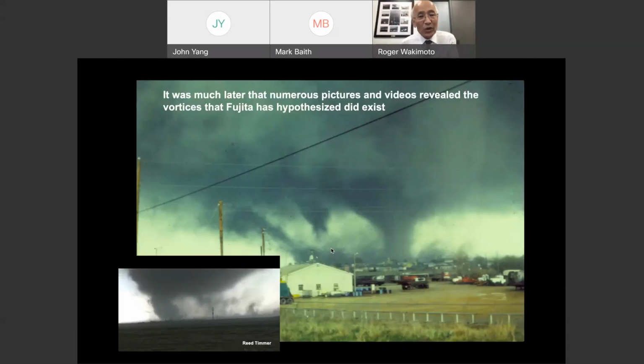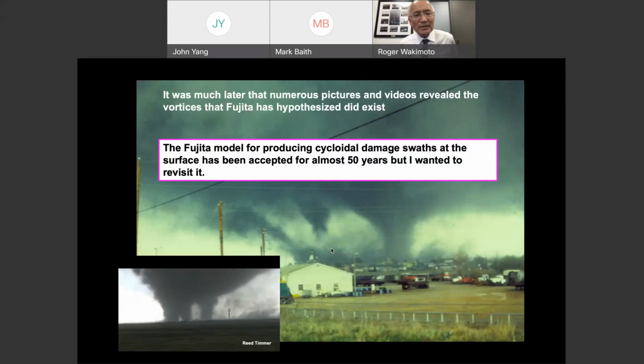However, I think you know the end of the story, that about the mid-70s to much later, suddenly there was a slew of documentation that showed that this multiple vortex phenomenon does in fact occur, certainly in the video and even in the still photograph. So Fujita was vindicated. And so the first part of his schematic model, which by the way is in almost all textbooks, really quite famous, it's been in textbooks for about 50 years now, is accurate. But I wanted to revisit the second part of his hypothesis, what was producing these cycloidal damage swaths.